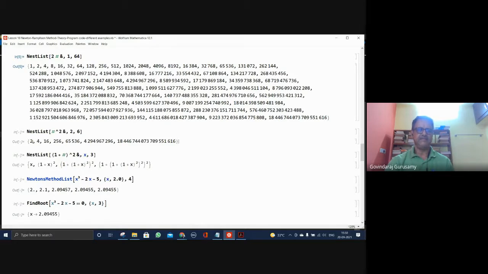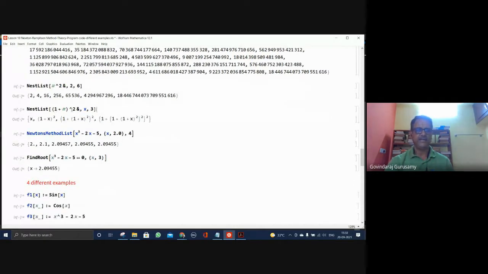You can see 2 squared, then this becomes 4 squared. This is 16 squared, this is the square of 256. This number is the square of this number, and by the time we have already reached here. So NestList does this with a simple statement with a square, 2 to the power 64. That's the greatness.